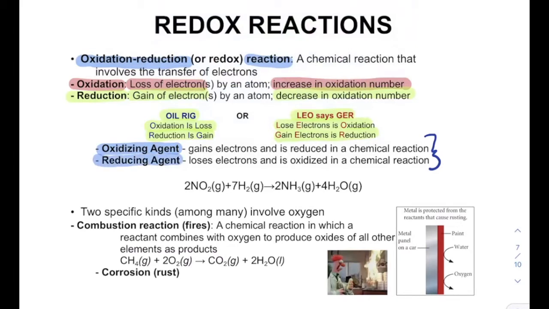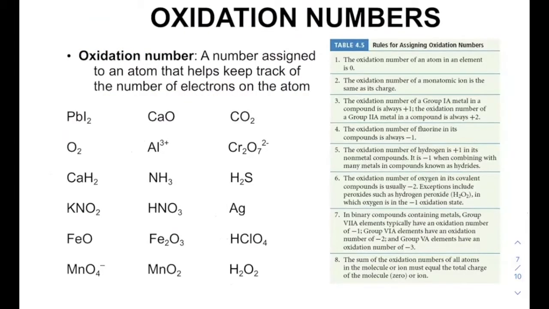So the oxidation number is often the same as the charge. Oxidation numbers are going to be required in order for us to calculate redox reactions. So the oxidation number is a number assigned to the atom to keep track of the number of electrons. Here are some rules in our table over here.